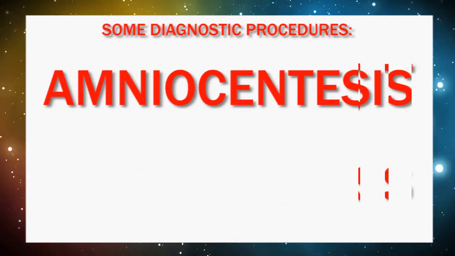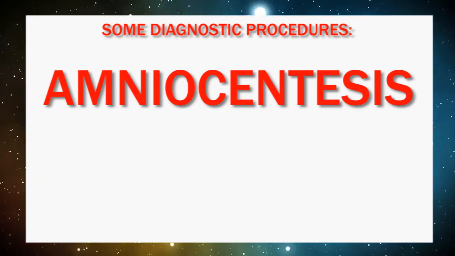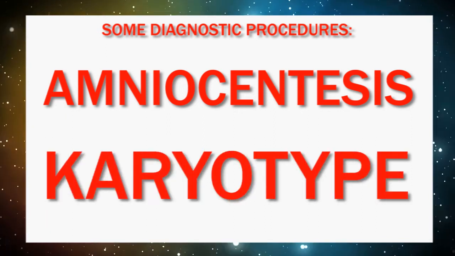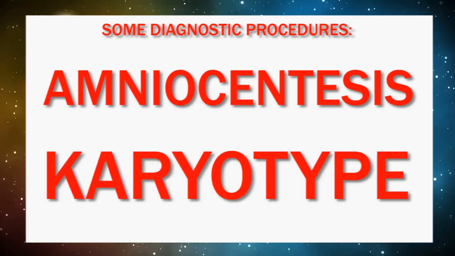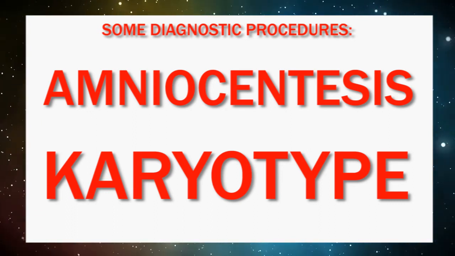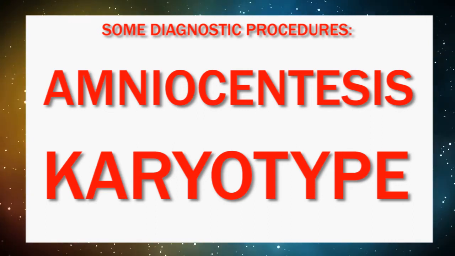Then we have amniocentesis. Amniocentesis is done to obtain samples of amniotic fluid to do a karyotype. This study is used to rule out Down syndrome. Amniocentesis is also used to evaluate fetal lung maturity in case they need to induce premature labor.